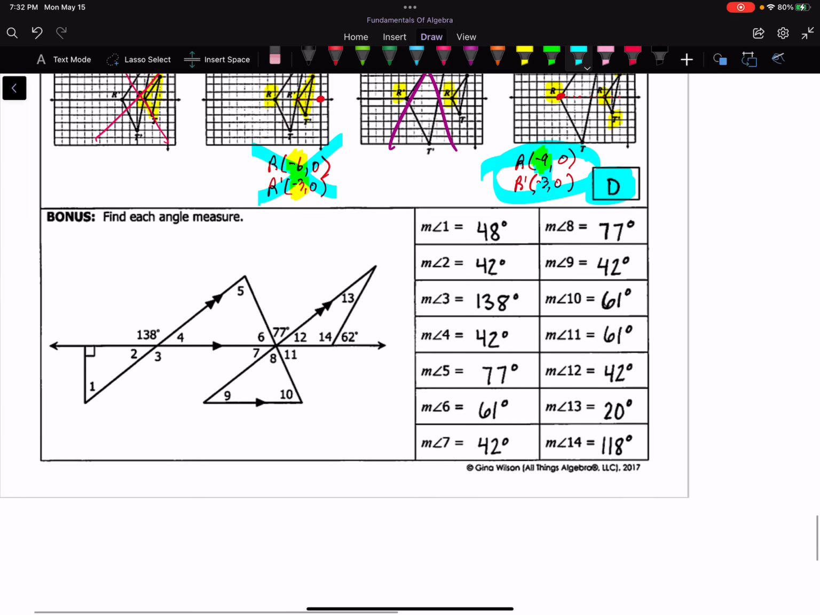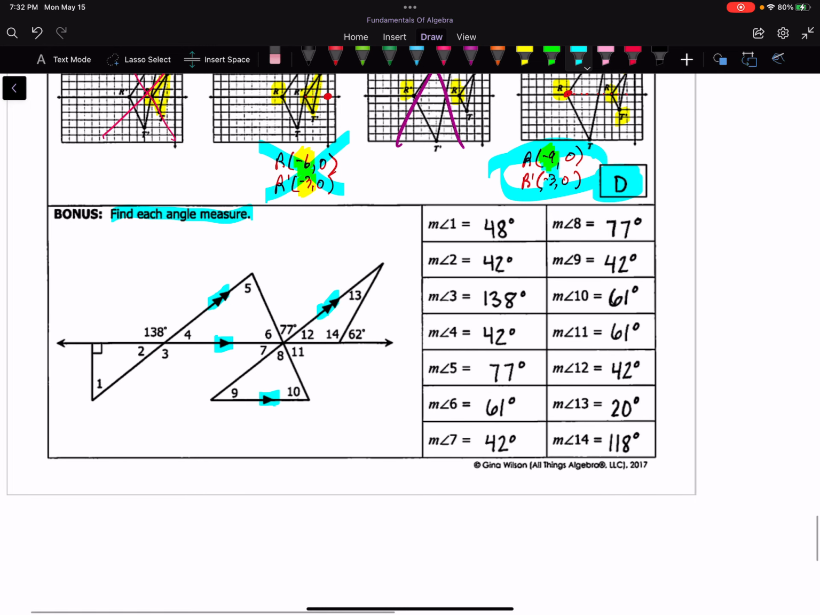Now we got a bonus. We got to do a lot of figuring. It says find each angle measure. We have parallel lines, so we have a transversal, and we have parallel lines. So we have 2 sets of transversal, and we have a right triangle. So a lot of things can be figured out. Let's just do that right triangle right off the bat. We know that that's 90 degrees. And if that's 90 degrees, we can tell from this pair, I have to add up to 180. So M has to be 42.